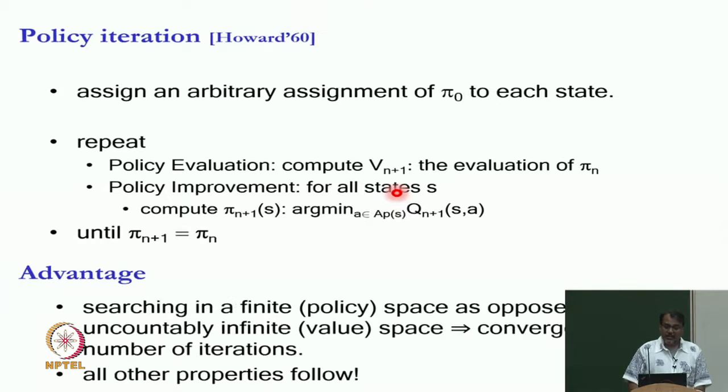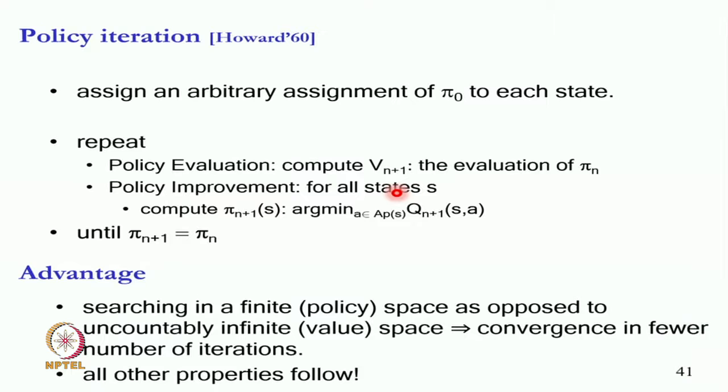The advantages are that, first of all, I will be searching in a finite space as opposed to searching in an uncountably infinite space. Therefore, I can hope that my convergence will be in fewer iterations. And believe it or not, all my properties will follow. In fact, I can prove that pi n plus 1 will always be better than or equal to pi n when I converge. So, I am always making progress. Think of it as local search in the policy space, but in this very specific case when I move up I will always be improving, and when I stop I have found the optimum. There are no local optima.